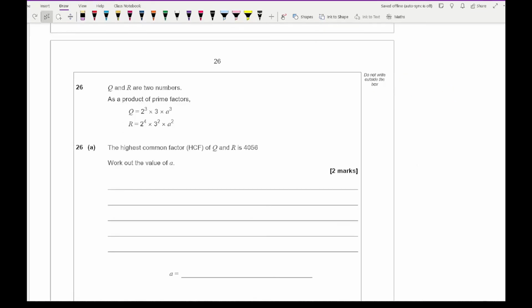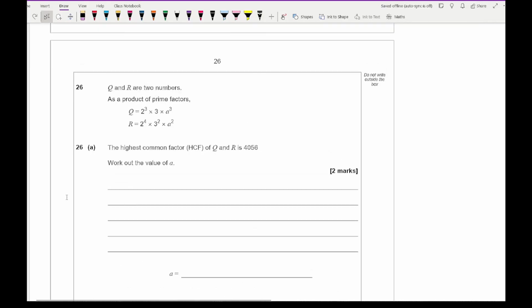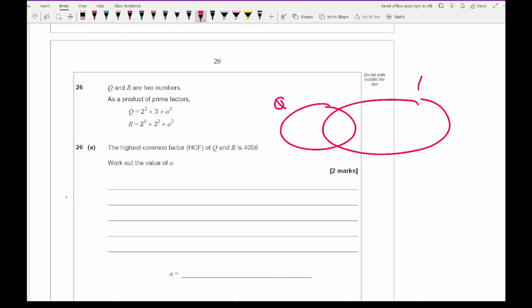So then moving on to question 26, it says Q and R are two numbers. As a product of their primes, we've got Q equals 2 cubed times 3 times a cubed, and R equals 2 to the power 4 times 3 squared times a squared. It says that the highest common factor of Q and R is 4056, and it says to work out the value of A. Well, for this, if I start by drawing my Venn diagram, and I've got Q and I've got R. So first of all I'll write these out without using powers, and for this one, I've got 2 times 2 times 2 times 2 times 3 times 3 times A times A.